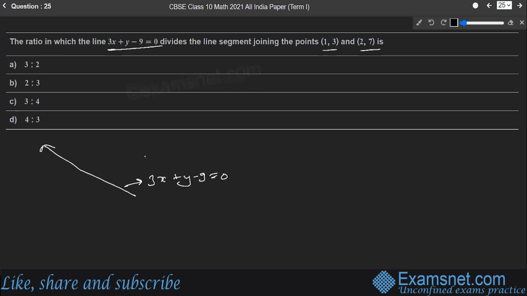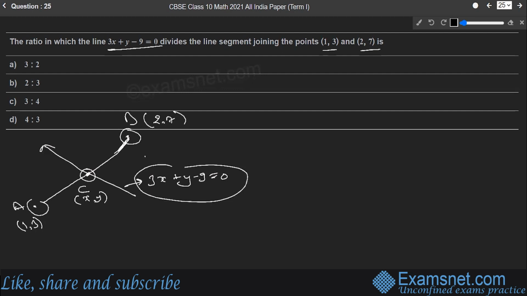And this is cutting a line that is joining 2 points. The points are given as point A, that has got the coordinate as 1 comma 3, and the other point B, which has been given as the coordinate 2 comma 7. This is already given. So if we join the line AB like that, this is that point where it is cutting. So let us have this as C and let's have the coordinate of C as x and y. So we can say that line 3x plus y minus 9 is cutting the line joined by A and B, that is line AB, at point C, whose coordinate has been taken as x comma y.